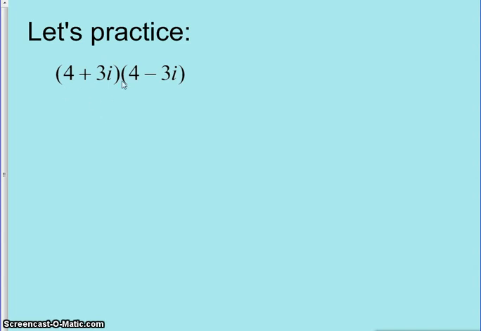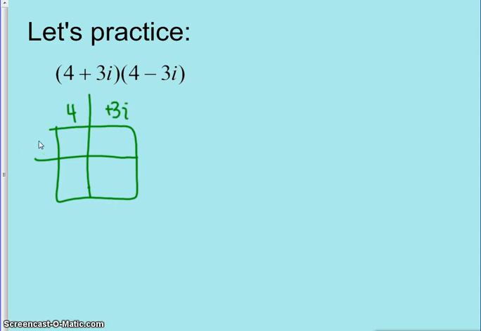Okay, so we still have two complex numbers that we need to multiply, so you can either use the box or the FOIL, whichever you prefer. I think I've done FOIL more than I've done box, so let's do box for this one. You can do it however you like. So I have 4 plus 3i and 4 minus 3i. So when I multiply this, 4 times 4 is 16, 4 times 3i is 12i, 4 times negative 3i is negative 12i, and negative 3i times 3i is negative 9i squared, which we know is really negative 9 times negative 1, or positive 9.